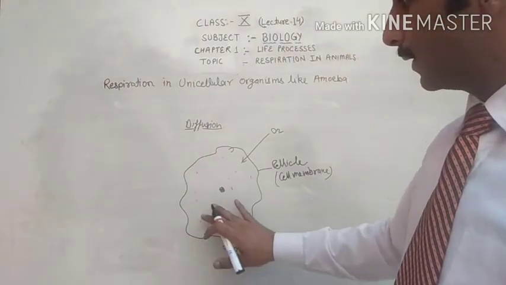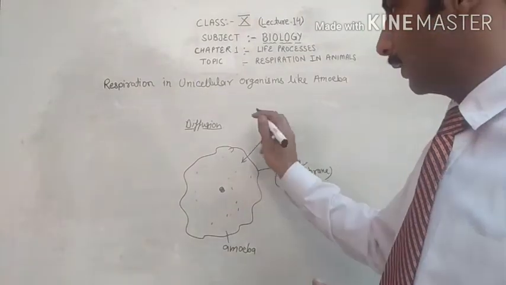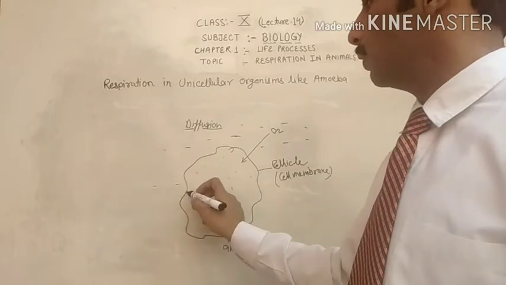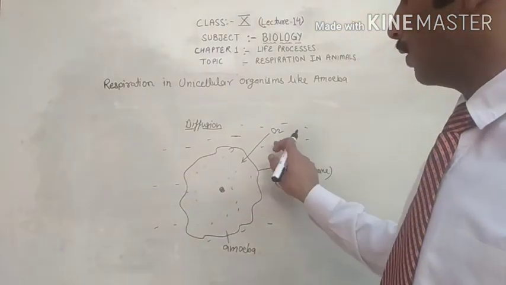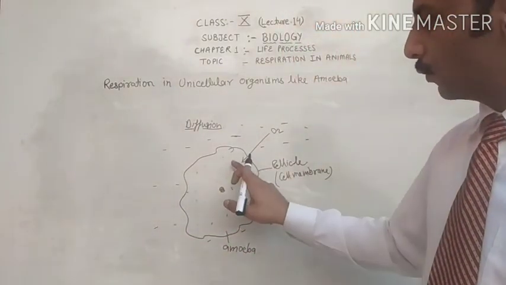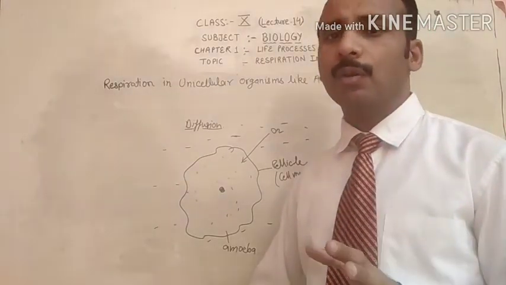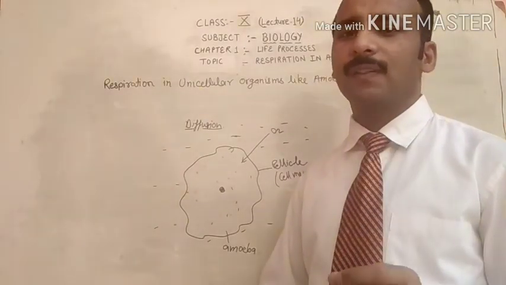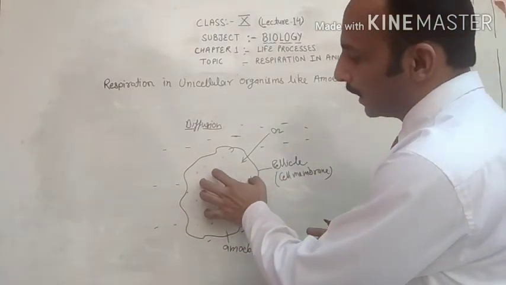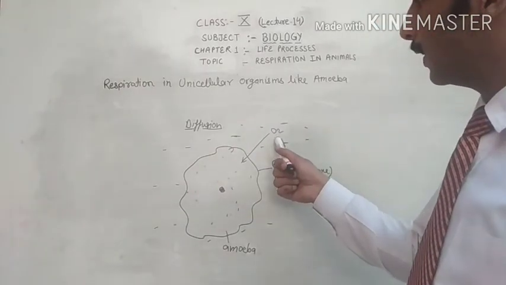Just for example, this is an amoeba. Oxygen is in greater amount in the water surrounding the amoeba, the maximum amount. But the oxygen which was present in the amoeba is utilized, so the amount of oxygen inside the amoeba is low. If we compare, inside the cell oxygen is not present, but outside the cell oxygen is present in greater amount.